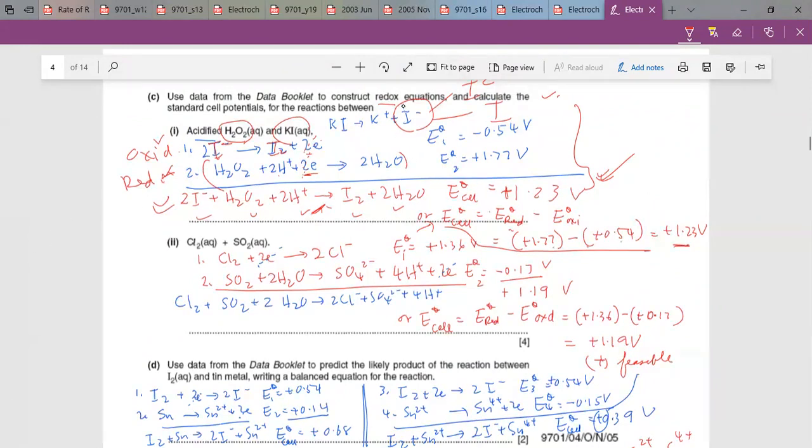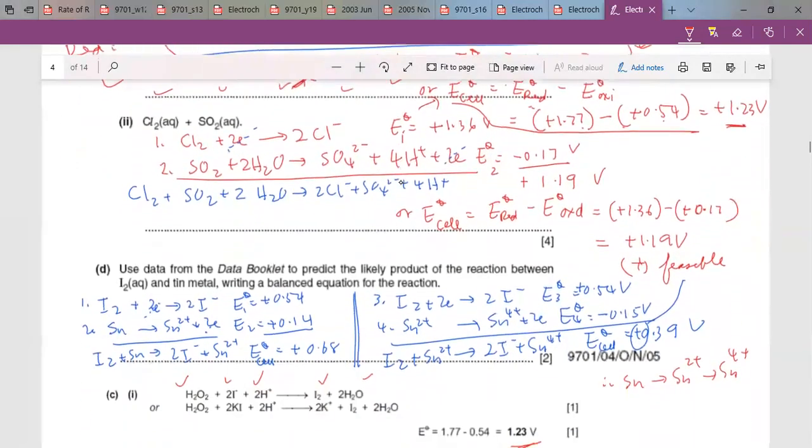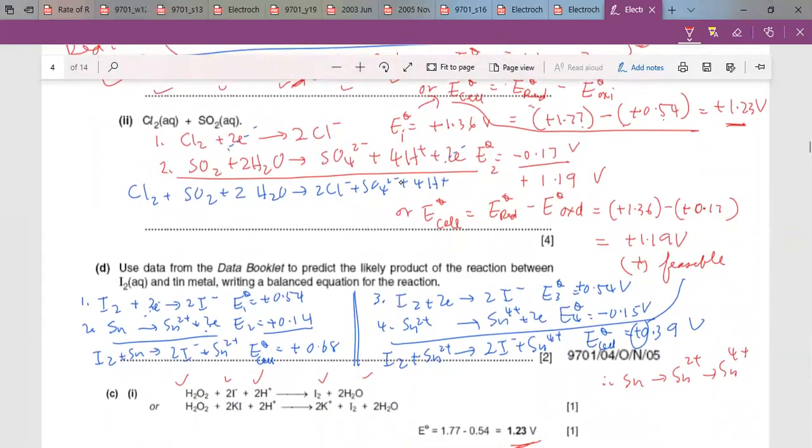Now let's do the 2 more. I'll look at the time. We can do it, very simple. Cl2 and SO2, both are gases, but in solutions. So Cl2 and SO2, I told you which is the obvious one.